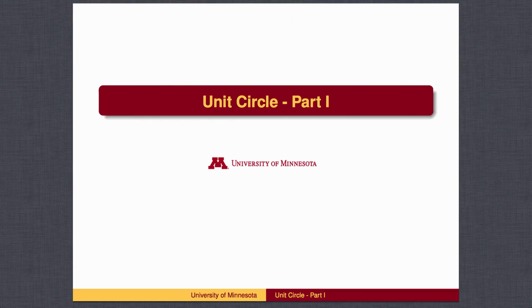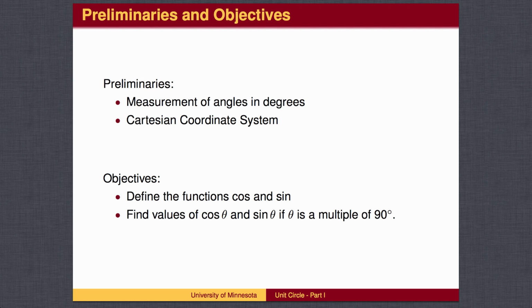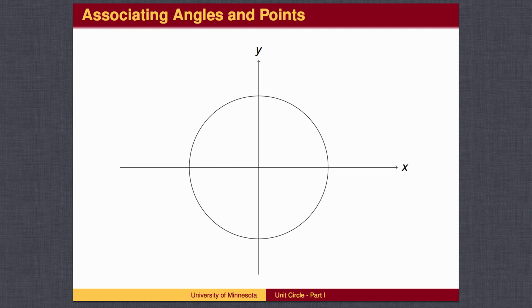The unit circle, Part 1. You should be familiar with the measurement of angles and the Cartesian coordinate system, including the naming of the 4 quadrants. In this lesson, we'll give a trigonometric definition of the functions sine and cosine and find some values of these functions. You may be familiar with the geometric definition of sine and cosine, but the intent of this lecture is to give an alternate definition called the trigonometric definition.